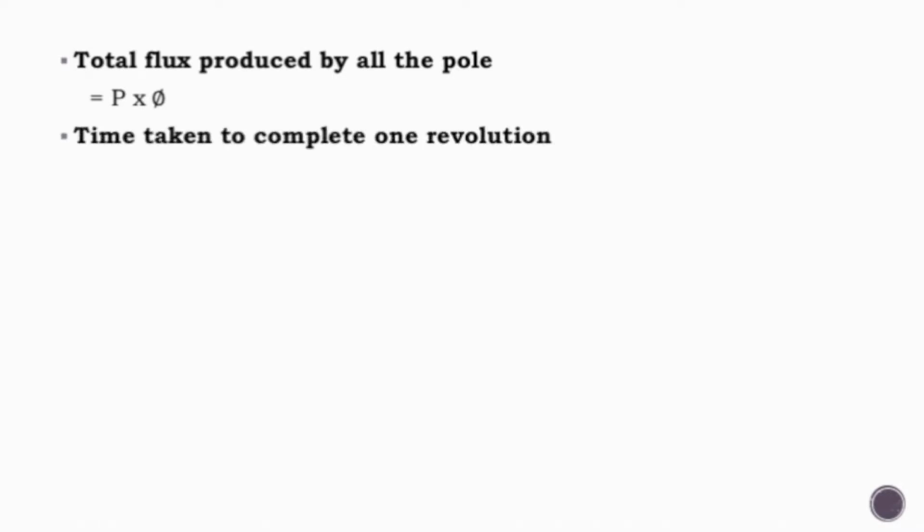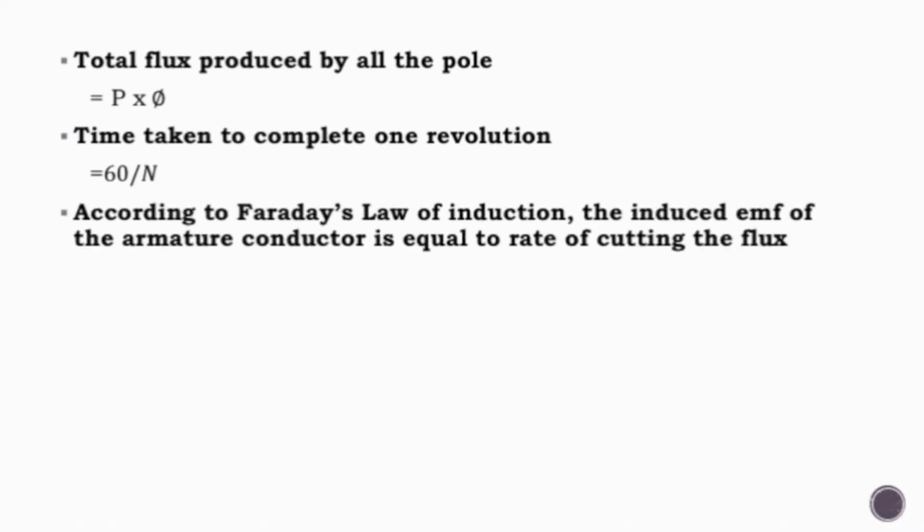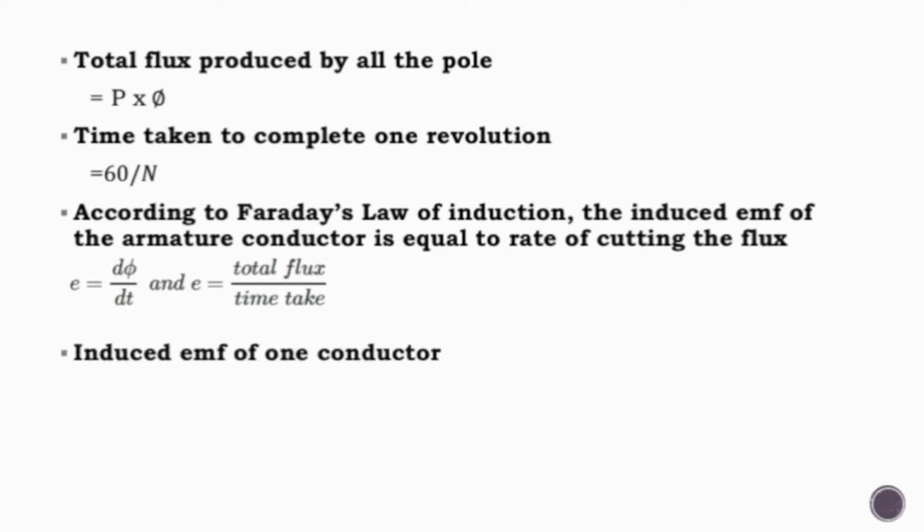The time taken to complete one revolution can be calculated by 60 divided by the speed of armature. According to Faraday's law of induction, the induced EMF of the armature conductor is equal to the rate of cutting the flux, which is the rate of change of flux produced by each pole, and can be calculated by the total flux divided by the time taken. The induced EMF of one conductor can be calculated by the total flux produced by all the poles divided by the time taken to complete one revolution.